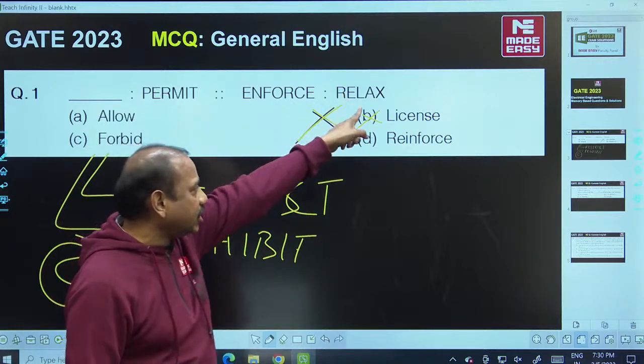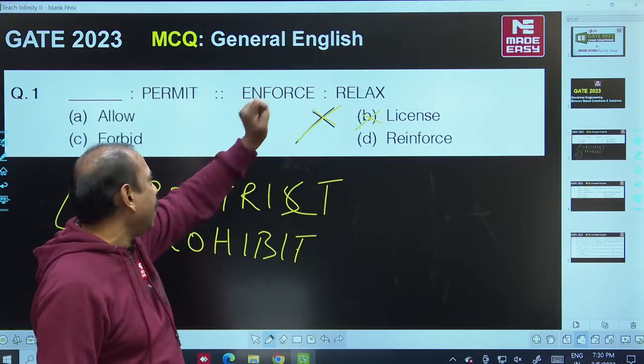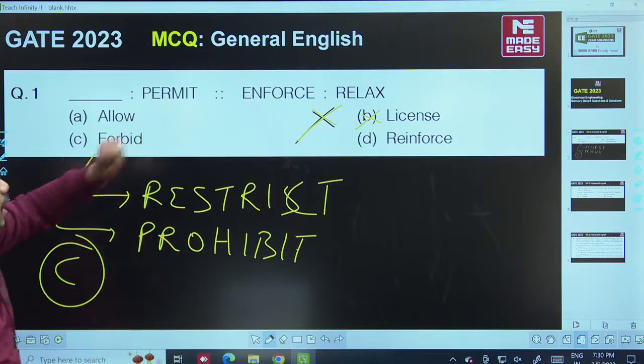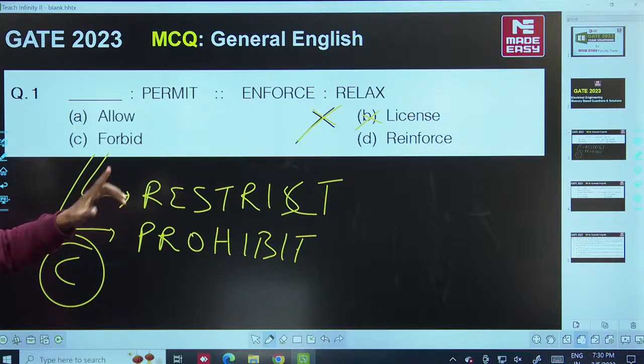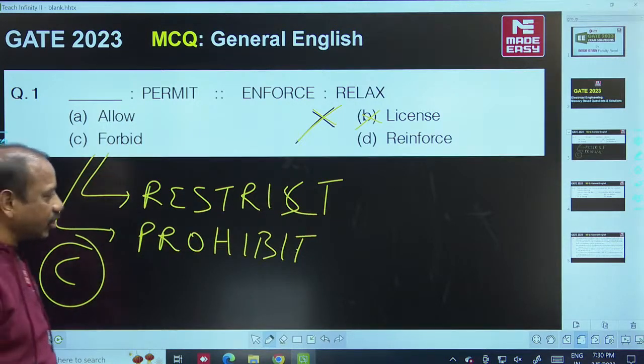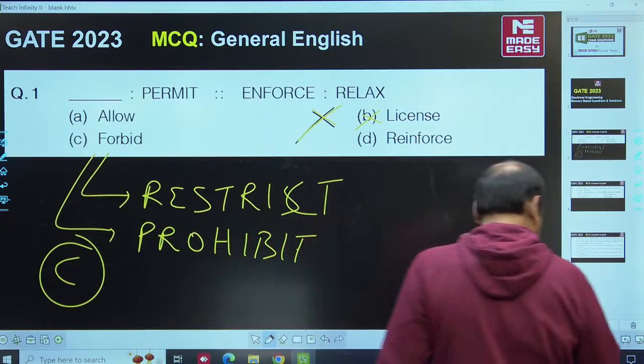Because relax happens to be the opposite of enforce, you need to find a word which is the opposite of forbid. Permit, allow is the similar word. License is a misfit, an irrelevant option. So the answer is forbid, restrict. Now let's look at the next question.